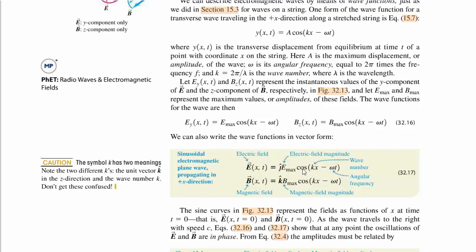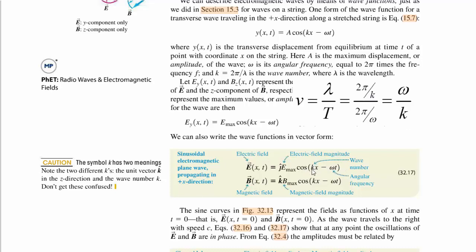But because k is related to lambda, the wavelength, and omega is related to T, the period, and the wavelength and the period are related, that means omega and k are related. So not only is the velocity equal to wavelength divided by period, but it's also equal to the angular frequency, omega, divided by the wave number k.